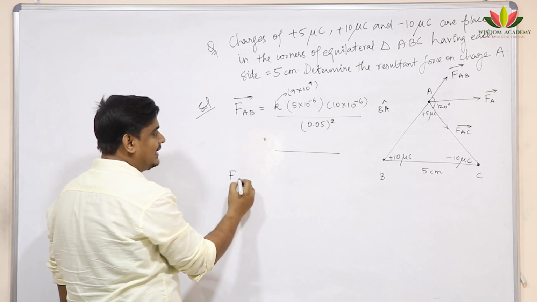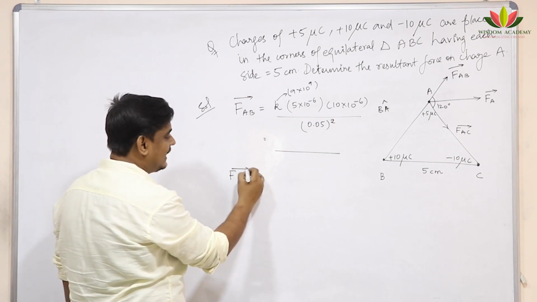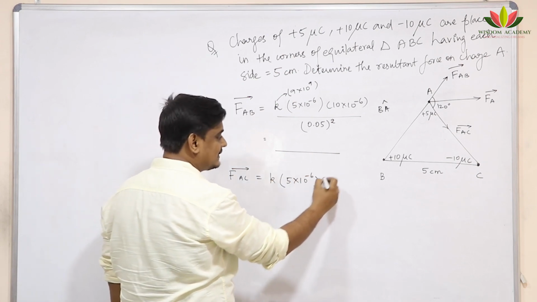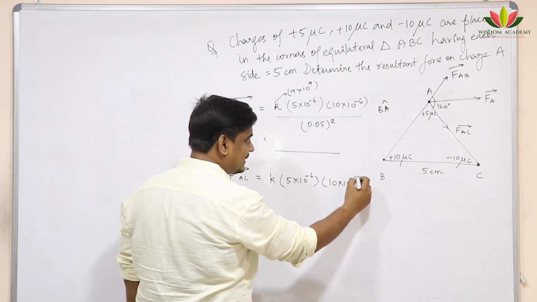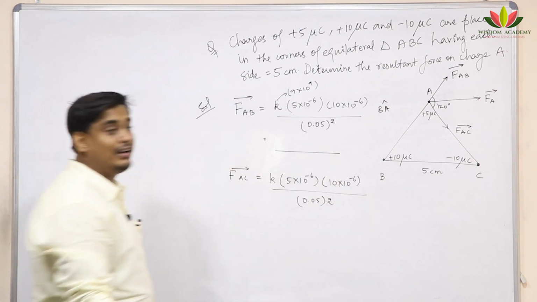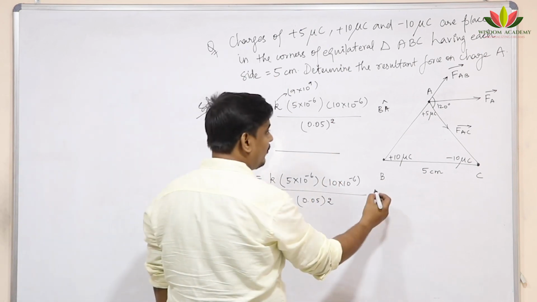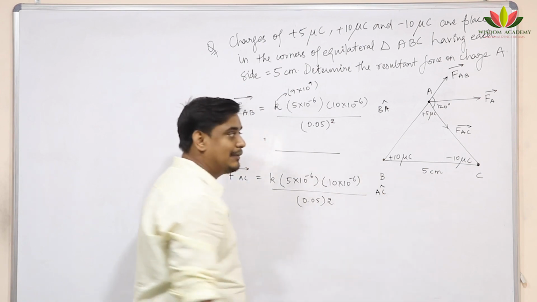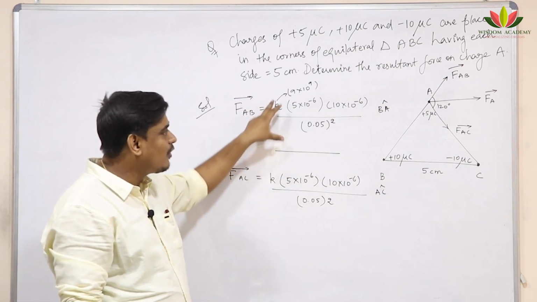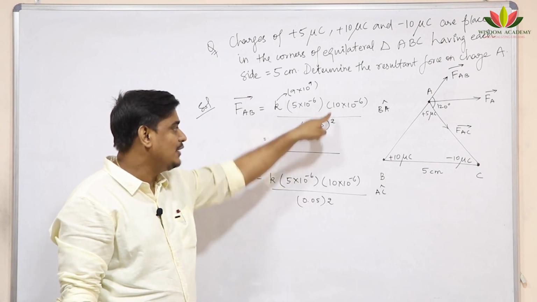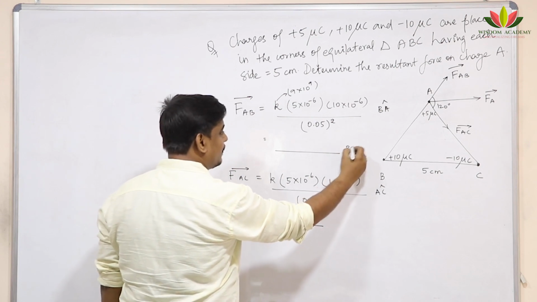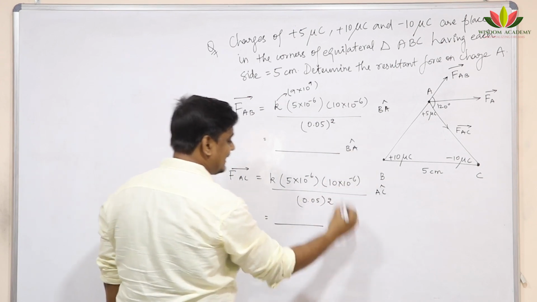In the same way, you will find FAC. And what would that be? K, charge values are 5 into 10 to the power minus 6, again 10 into 10 to the power minus 6, by 0.05 the whole square. But what direction will it be? It will have a direction of AC cap. I'm not writing CA cap because it is from A towards C. Now, if you see properly, they both will have almost the same magnitude because the values are exactly the same. This will be along BA cap, and this will be along AC cap.